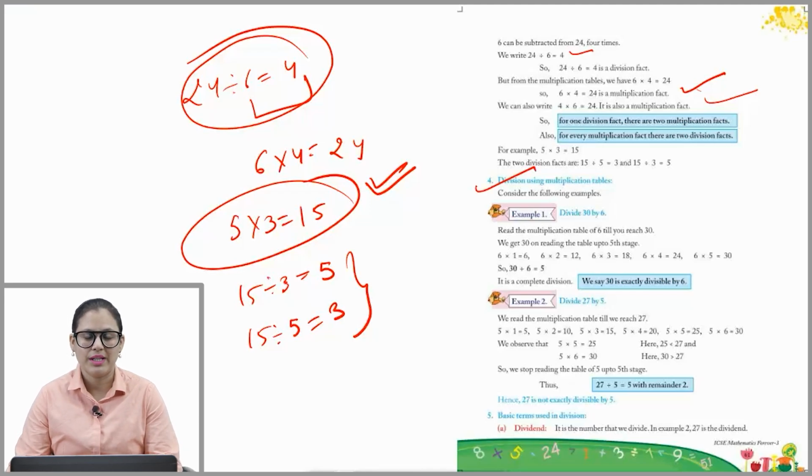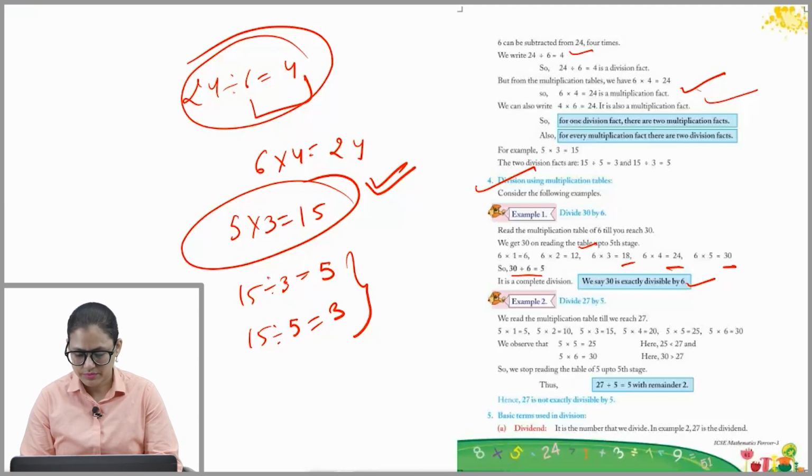Consider the following example. Example 1, divide 30 by 6. Read the multiplication table of 6 till you reach 30. We get 30 on reading the table up to the 5th stage. 6 ones are 6, 6 twos are 12, 6 threes are 18, 6 fours are 24 and 6 fives are 30. So, 30 divided by 6 is equal to 5. It is a complete division. We say 30 is exactly divisible by 6.